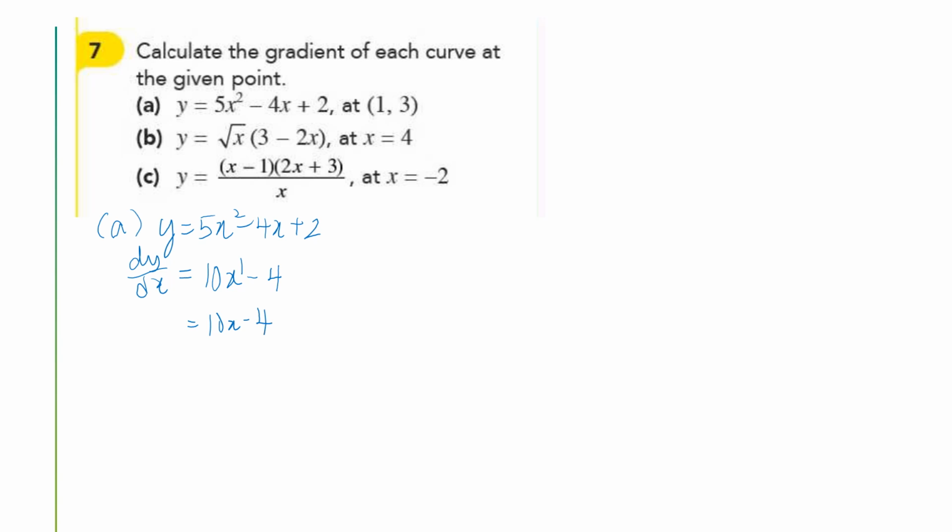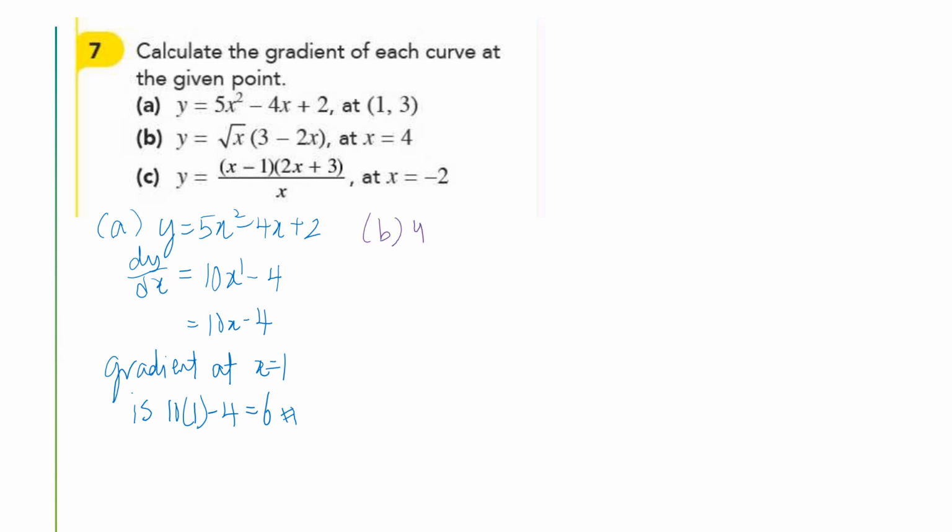So we're going to substitute x equals to 1. So gradient at x equals to 1 is 10 times 1 minus 4 gives you 6. Alright, so relatively manageable. Let's go on to do part B.